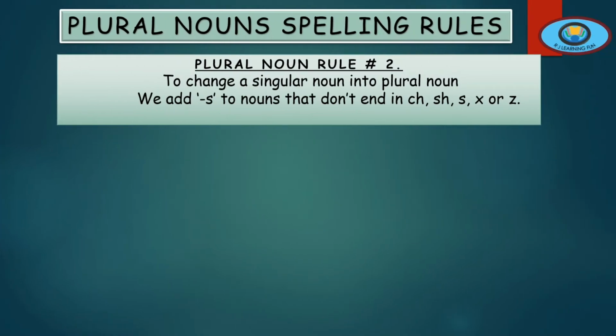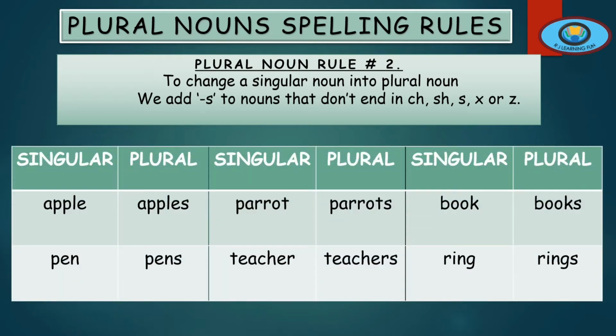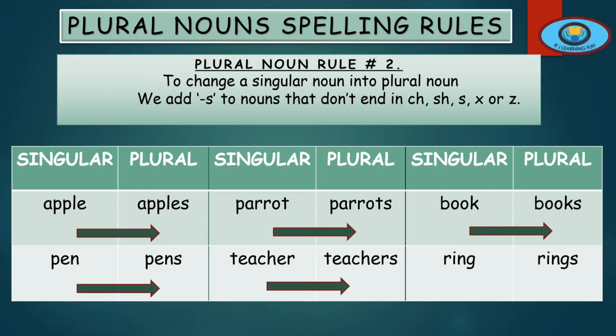Plural noun rule number 2. To change a singular noun into plural noun, we add only letter S to nouns that don't end in CH, SH, S, X or Z. Now this one is the most common and simplest rule. Just add letter S to the end of a singular noun if it is not ending in CH, SH, S, X or Z. For example, apple, turn into apples, pen, pens, parrot, parrots, teacher, teachers, book, books, ring, rings. We have just added the suffix S to show that it's plural.